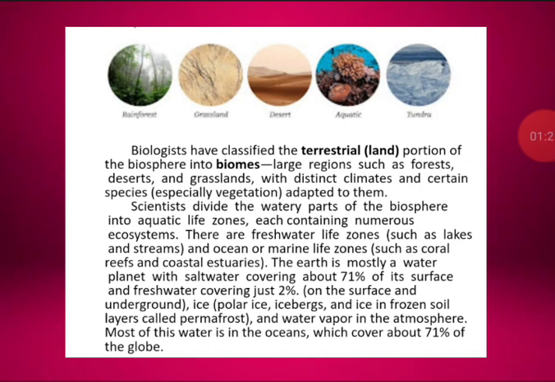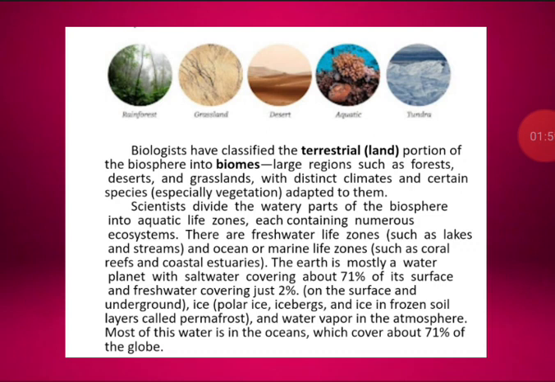Scientists divide the watery parts of the biosphere into aquatic life zones, each containing numerous ecosystems. There are freshwater life zones, such as lakes and streams, and ocean life zones, such as coral reefs and coastal estuaries. The Earth is mostly a water planet, with salt water covering about 71% of its surface, and fresh water covering just 2% on the surface and underground.